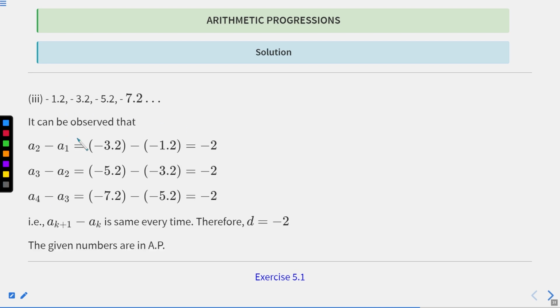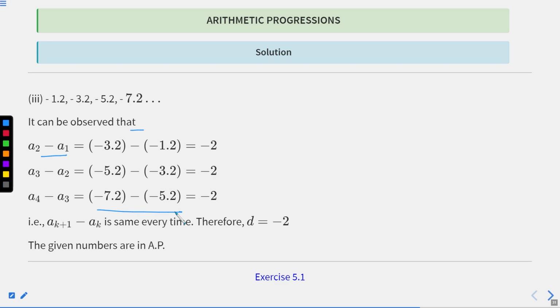So here it can be observed that A2 minus A1 is equal to -3.2 minus 1.2, that is equal to -2. And A3 minus A2 is equal to -5.2 minus (-3.2), that is equal to -2 also. And A4 minus A3 is equal to -7.2 minus (-5.2), that is equal to -2. That is, A(k+1) minus A(k) is the same every time. Therefore, d is equal to -2.